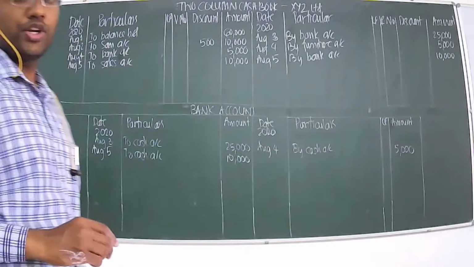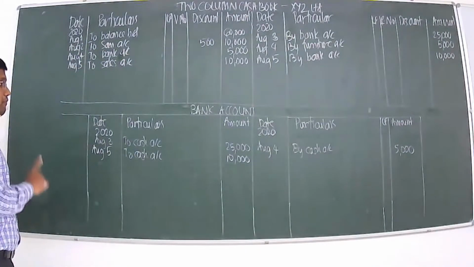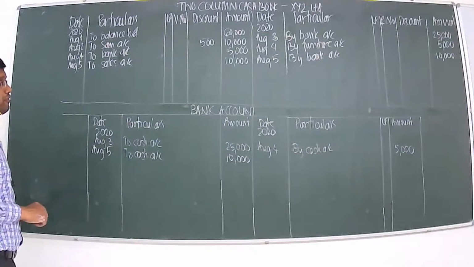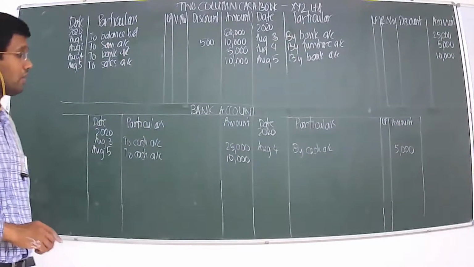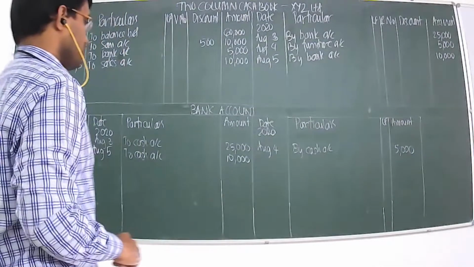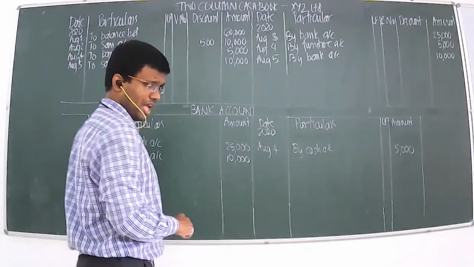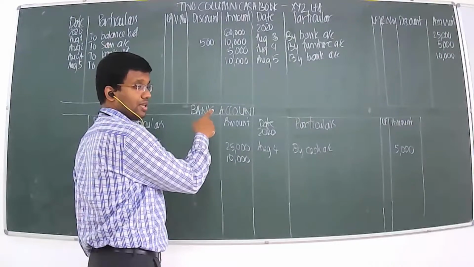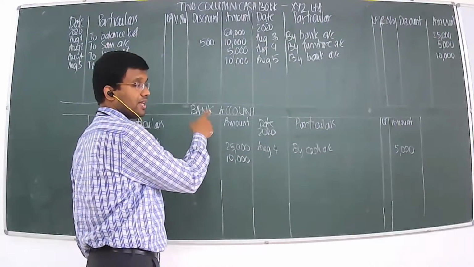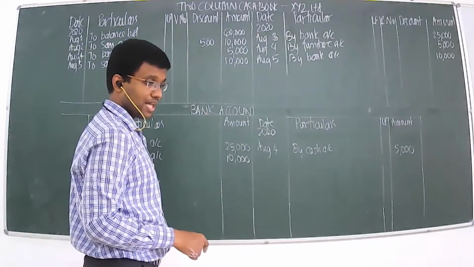August 6th, withdrew from bank for office use. What does that mean? You're taking money from your bank account for your office use. Which means you're going to the bank and withdrawing some cash. So bank account is what type of account? Bank account is personal. And the golden rule is debit the receiver, credit the giver. So in this case, what is happening?